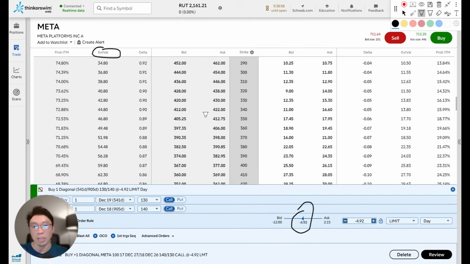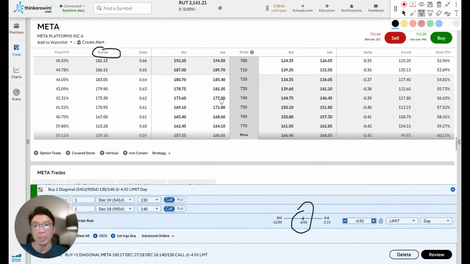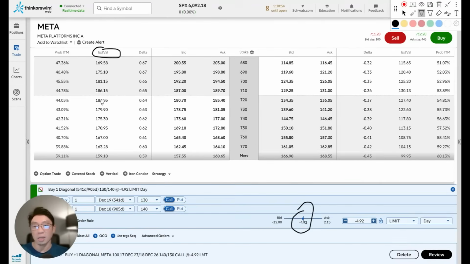So if I was to go to the extreme end, where it's pretty much at the money, you can see down here, the extrinsic value is about $183. Pretty much is $18,300 worth of extrinsic value. Which means to say, if the market doesn't even move at the end of this expiration of this option, I am going to lose everything down here.